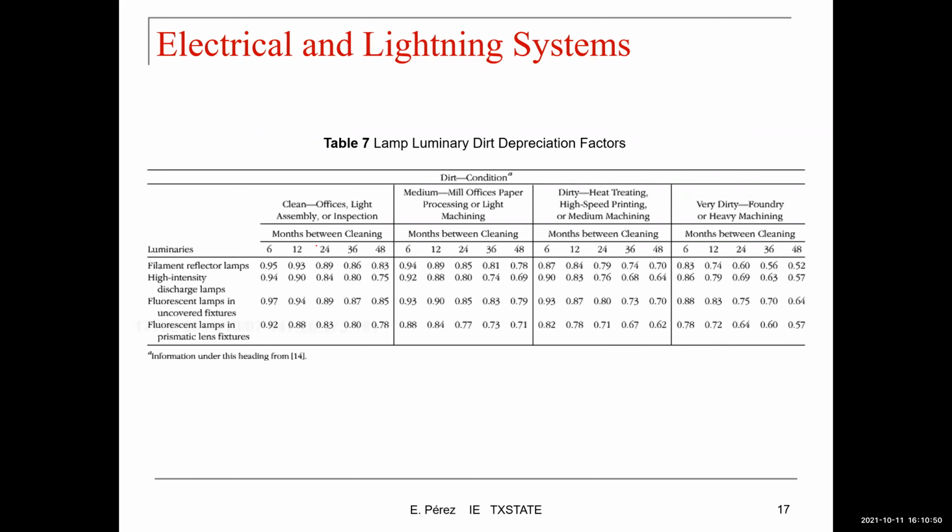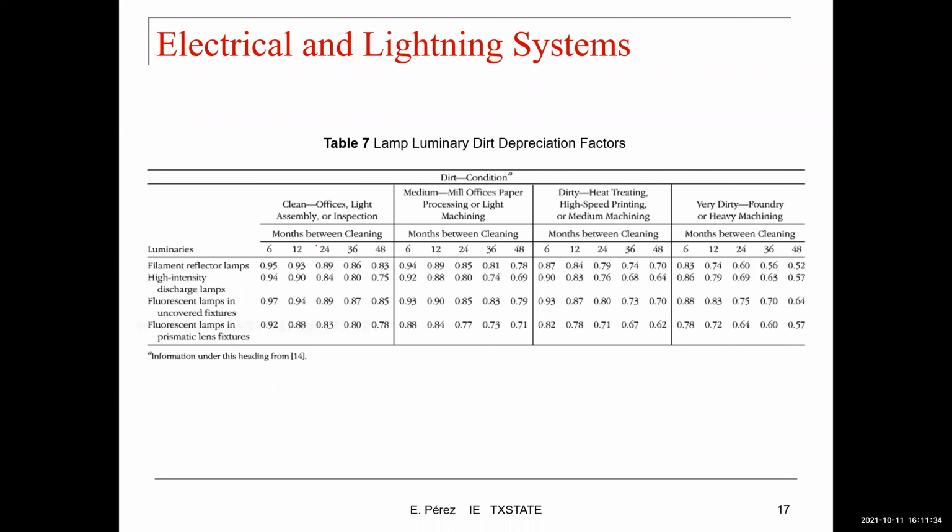The lamp luminaire dirt depreciation factors. So again, now taking into account the dirt condition, we have 4 different scenarios in this table. So for example, for clean offices, light assembly, or inspection, in an environment like this one, you don't see a lot of dust, it's clean. We will use this piece of the table to compute for the lighting. But if you are in a very dirty foundry or heavy machining application, then the factors that will apply to you in terms of finding the lighting will be the ones on the right of the table.